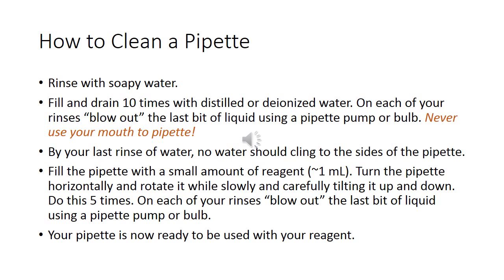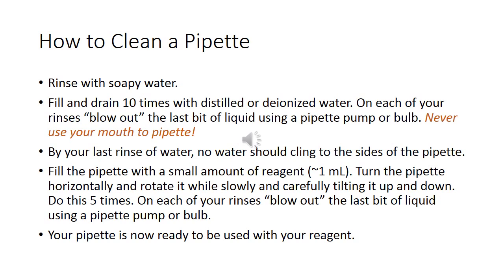An important thing to do before you use a pipette is to clean it. Whenever you're working in a chemistry lab, you want to make sure your glassware is clean, particularly your pipettes. To clean a pipette, it's a multi-step process. First, you want to rinse it out with some warm soapy water. Then you want to clean out that soapy water by filling it and draining it 10 times with distilled or deionized water.